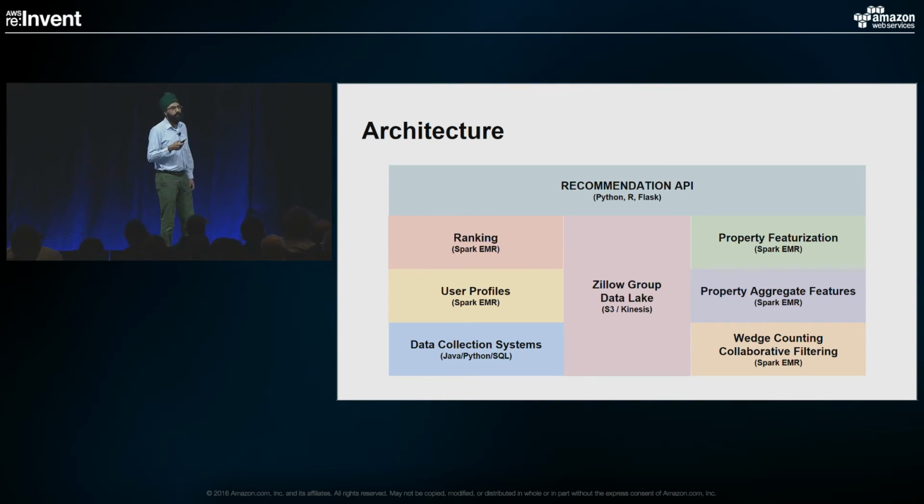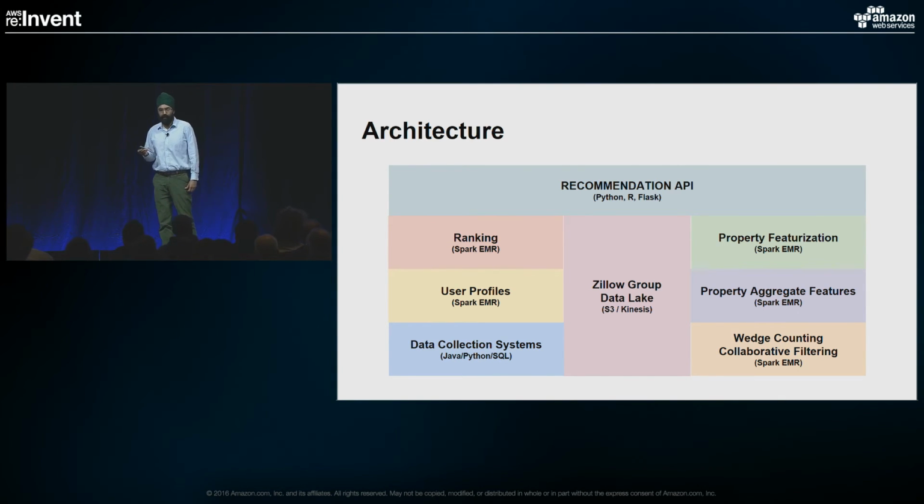User profiles are about building user preferences so that we can recommend personalized content to users, and I'll talk about that. And ranking puts it all together. Ranking takes the user profiles, takes collaborative filtering, takes property features, and puts it all together.